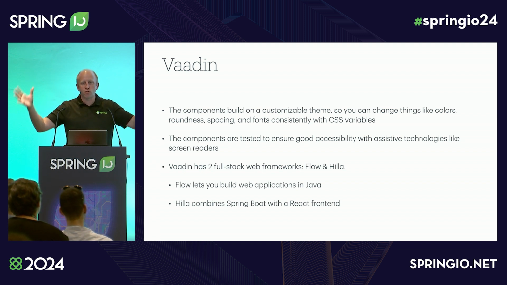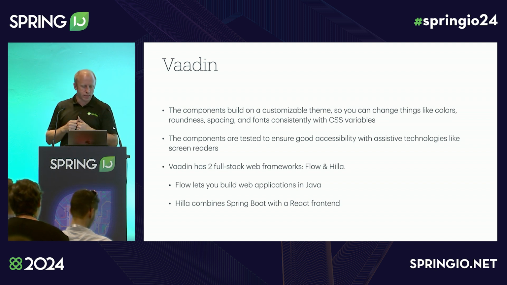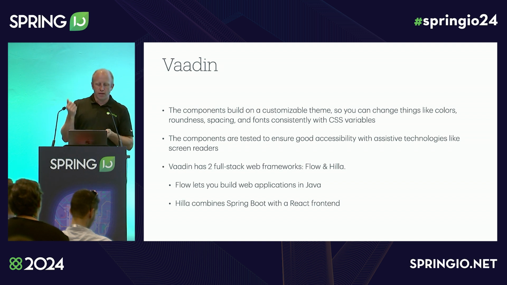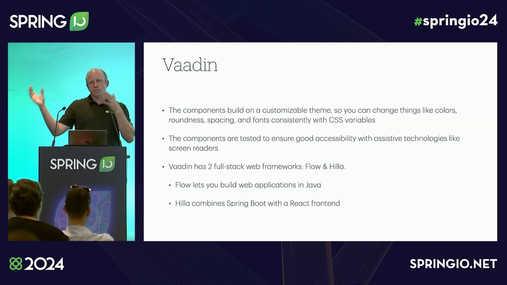Usually this is, unfortunately, an afterthought. I like that this is kind of put into the framework, so you know that if you're using Vaadin, you are making sure that you have good accessibility. So again, Vaadin has two full stack frameworks, Flow and Hilla. Flow lets you build front ends purely in Java. So we write all Java code, we get a nice Java front end for the web. Hilla actually combines Spring Boot with something like a React front end. So it kind of puts those two together. So if one of those interests you, go ahead and check those out.